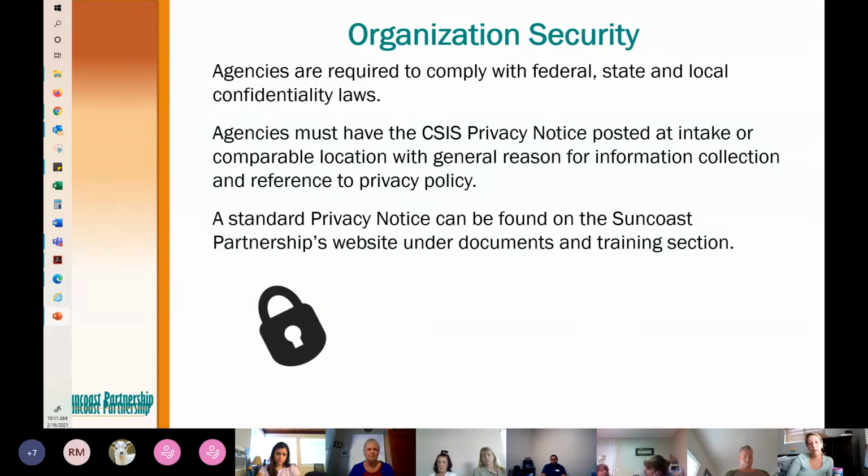Agencies are required to comply with federal, state, and local confidentiality laws. Agencies must have the privacy notice posted at intake or comparable location with general reason for information collection and reference to privacy policy. This notice can be found on our website under the documents and training section.